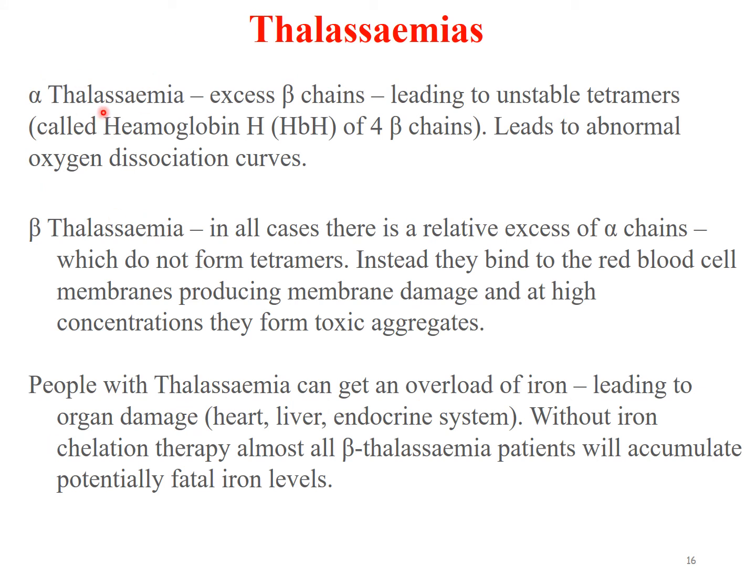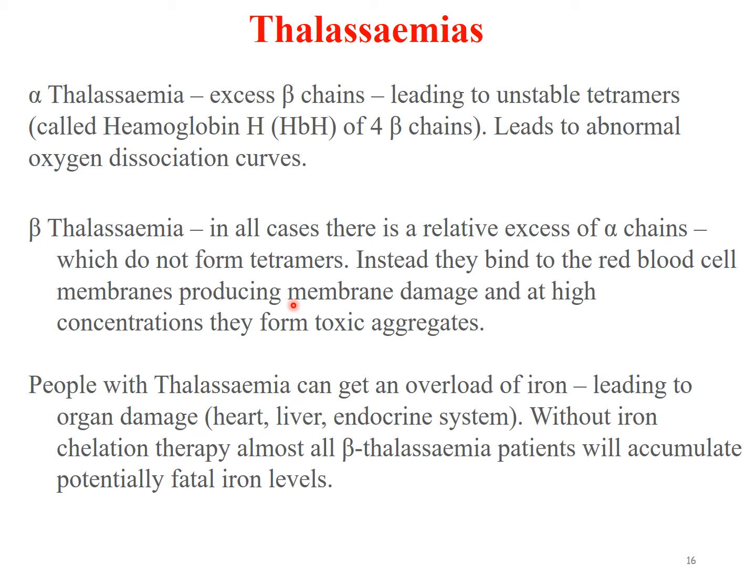In alpha thalassemia, because the production of alpha globin is reduced, you have an excess of beta chains. So this leads to an unstable tetramer formation. We call it hemoglobin H. And you can check the impact by looking at the oxygen dissociation curve of this HbH. While for beta thalassemia, on the other hand, you have an excess of alpha chains, but these do not form tetramers. Instead, they bind to the red blood cell membranes, producing membrane damage, and that could even form toxic aggregates at high concentrations.